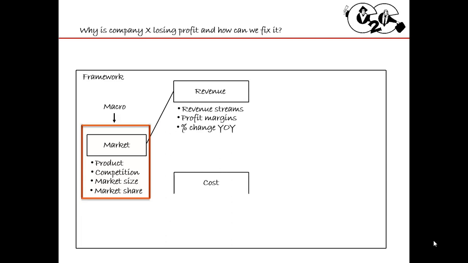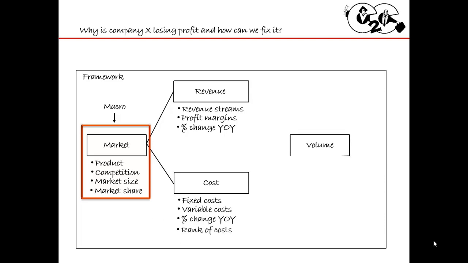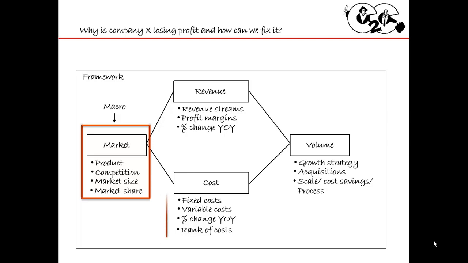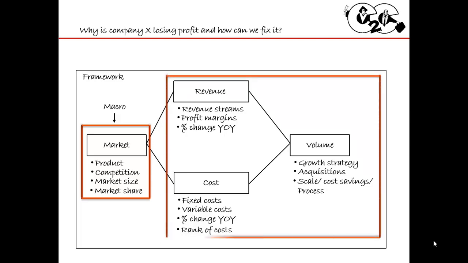And I looked at costs. Looked at fixed variable costs, change in cost, rank, as well as volume. And in volume, we looked at what is the current growth strategy, acquisition rate, deal cost saving, and process. Okay, now these three sections, revenue, cost, volume, are all pertinent to the company. I'm not asking about revenue for the industry. That's already been covered. Now I'm looking at revenue, cost, and volume for the company. Thus, this becomes my micro focus.